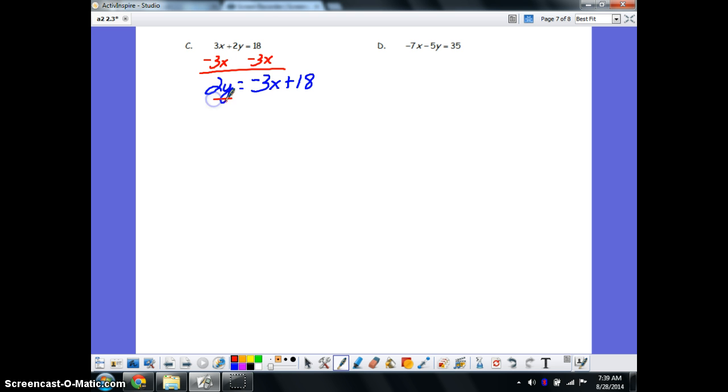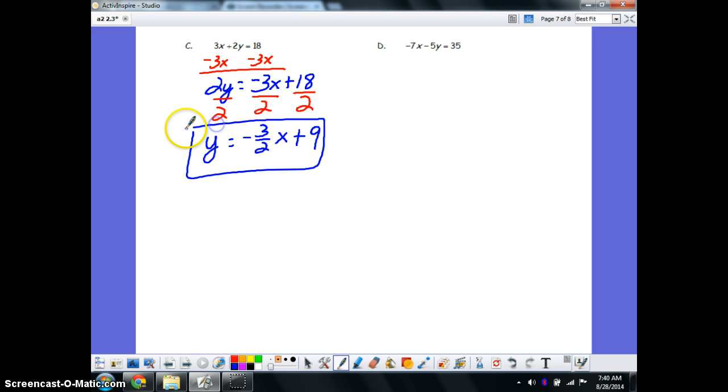And finally, to get the y by itself, we divide by 2, and we divide everything by 2. All these separate terms. So our final equation, this is negative 3 halves x. 18 over 2 is 9. This line has a y-intercept of 9 and a slope of negative 3 halves, which tells us that this line goes down as we go to the right, down 3 units and over 2 every time.